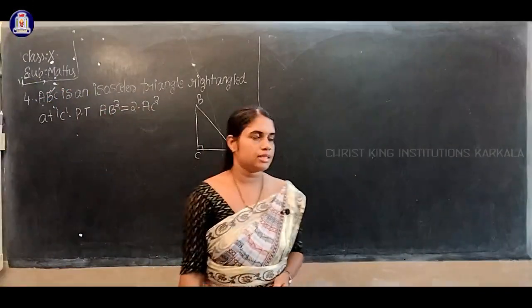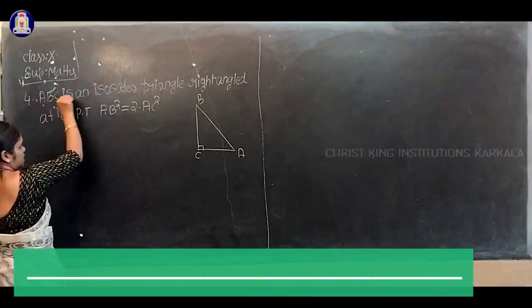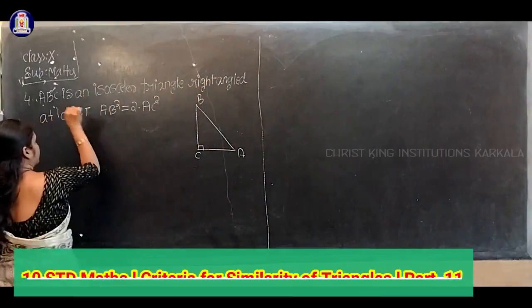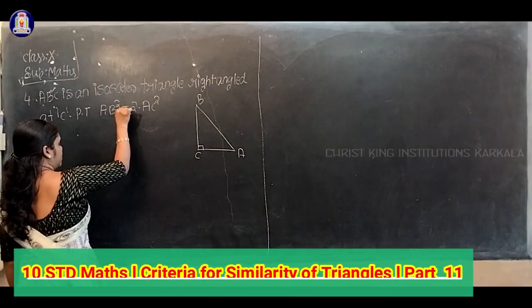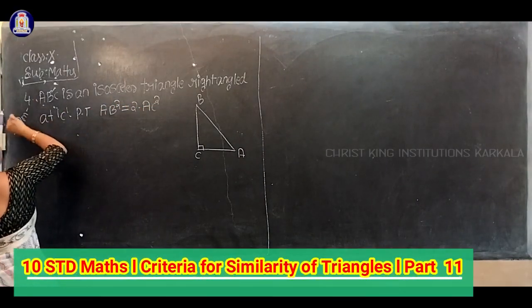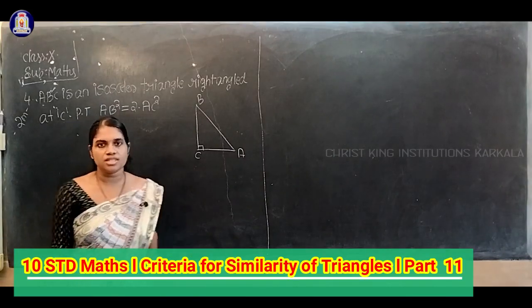Next question I will consider. This is your fourth problem. ABC is an isosceles triangle right angled at C. Prove that AB square equal to 2 into AC square. See, this is an important problem and a 2 marks problem. Most of the time it is repeated, and it is a very easy question also.